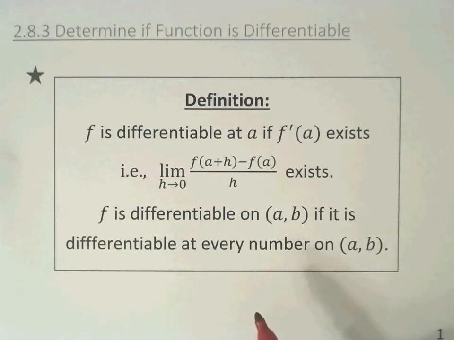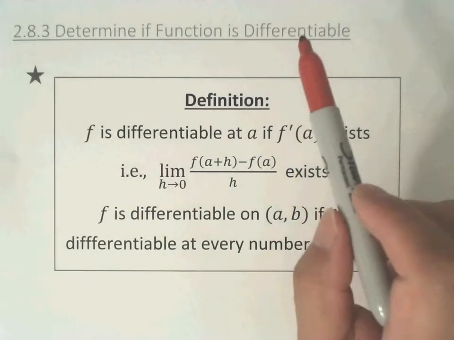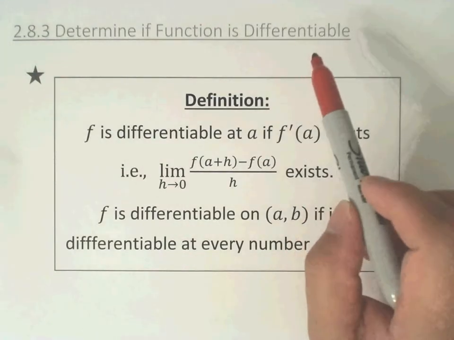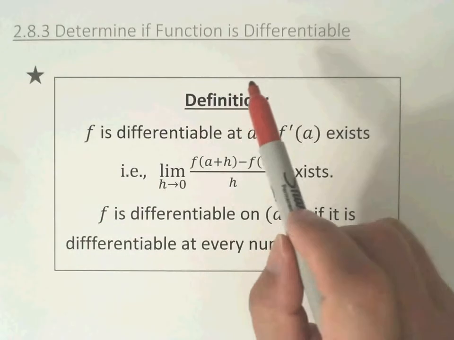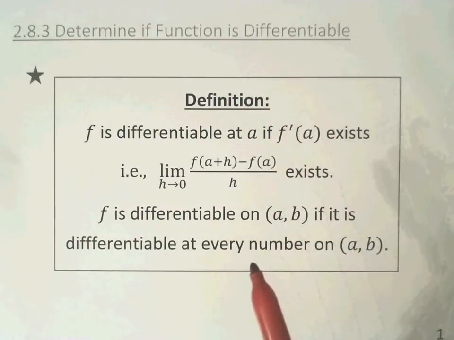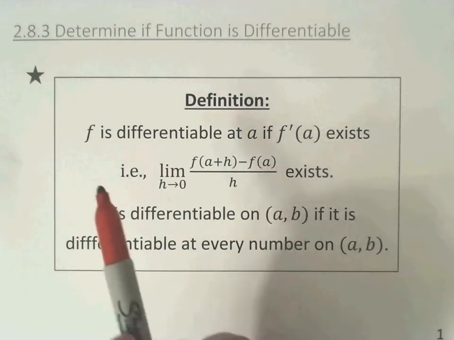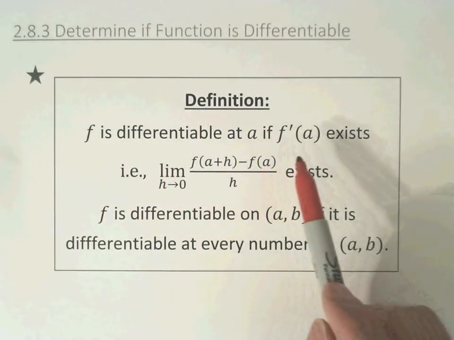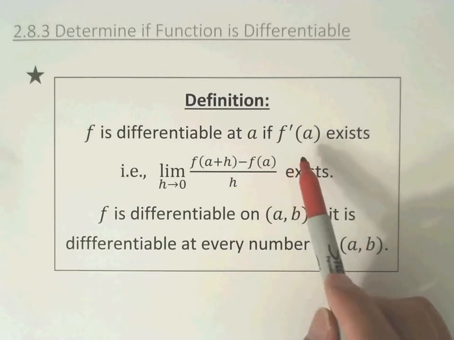In this lecture, I am going to introduce a very important concept. We call it differentiable, to determine if a function is differentiable or not at a specific point. And the definition is here. We say a function f is differentiable at a if the derivative of a, or f prime of a, exists.